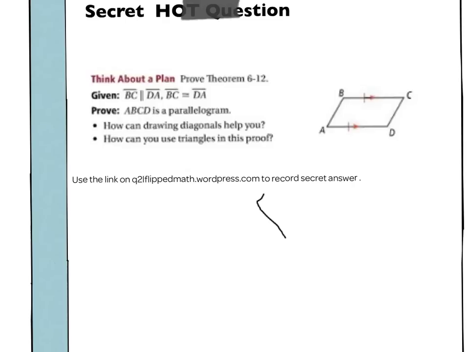Okay, so here is our final problem, secret hot question. It says, think about a plan. BC is parallel to DA, and BC is congruent to DA. Prove ABCD is a parallelogram. How can drawing diagonals help you here? And how can you use triangles in this proof?